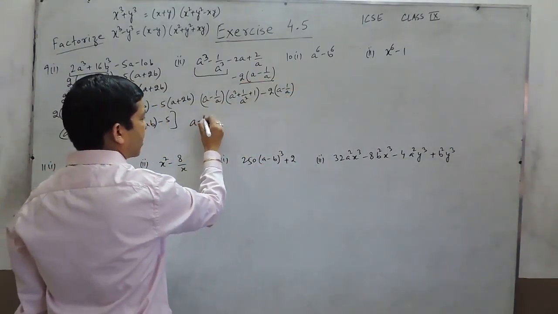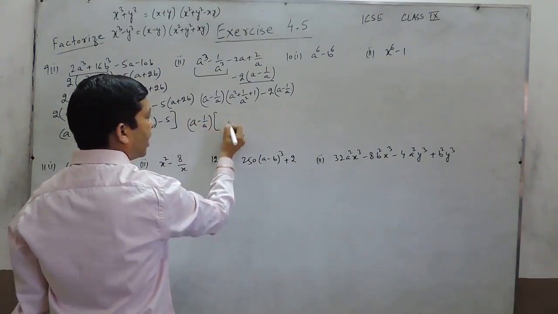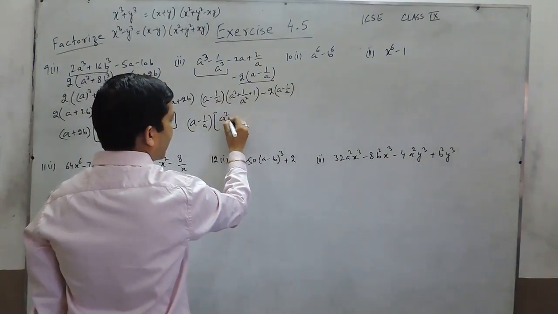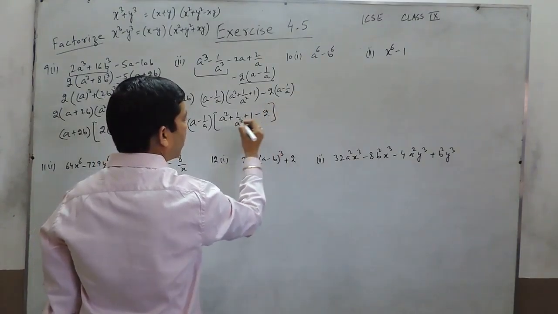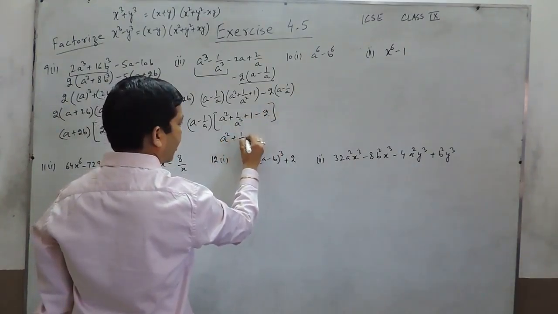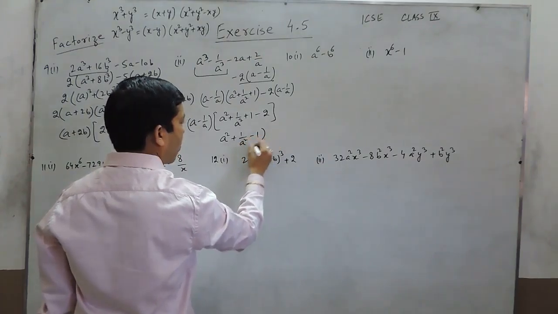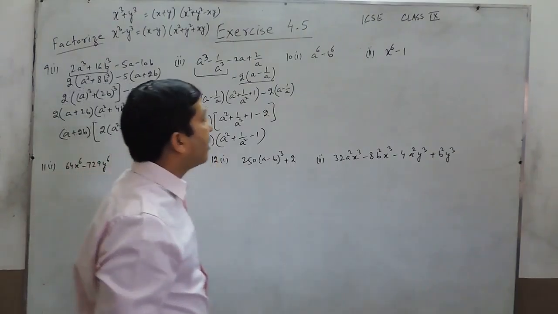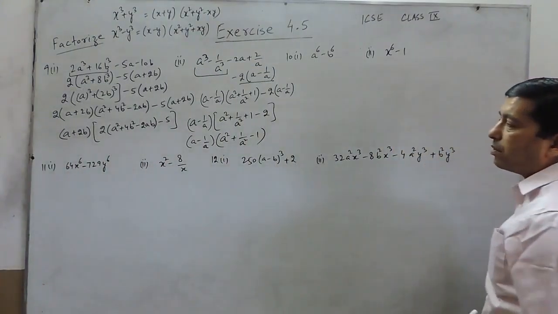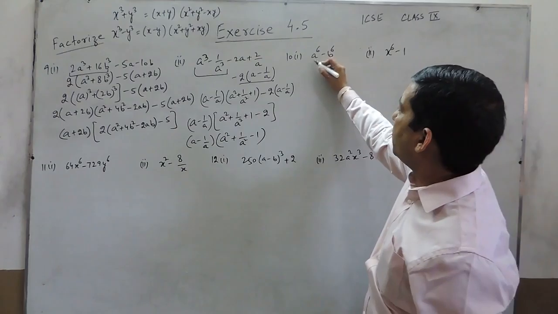So we can take a minus 1 upon a common. In the 2 terms, it is a square plus 1 upon a square plus 1 minus 2, which can be written as a square plus 1 upon a square minus 1, which is being multiplied by a minus 1 upon a. If we look at question number 10, part 1, it is a to the power 6 minus b to the power 6.